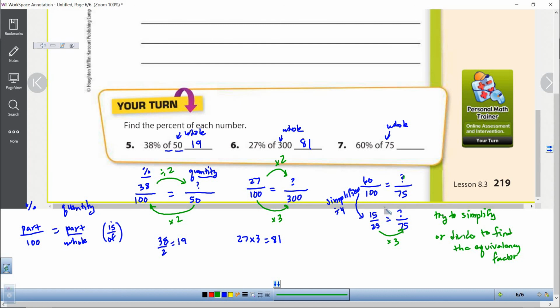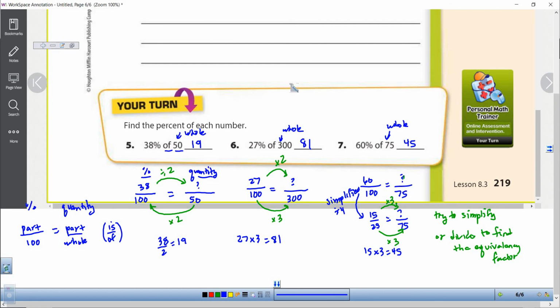And finally, this last one, down here we see that 75 is 3 times as big. Again, this one is going the same direction, so I'm going to multiply by 3. We get 15 times 3 is equal to 45. So 60 out of 100 is the same as having 45 out of 75, which should make sense because 60 is just over half of 100, and 45 is just over half of 75.